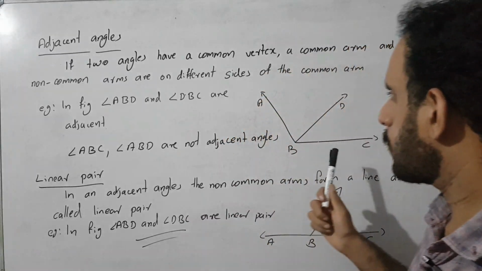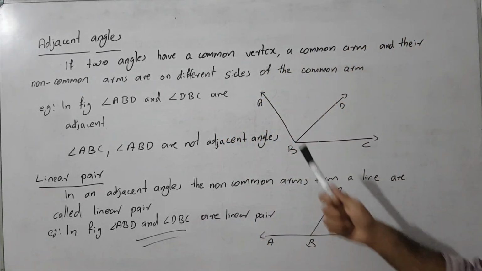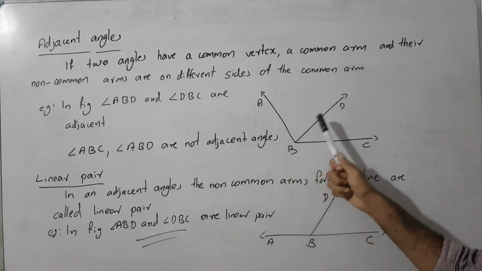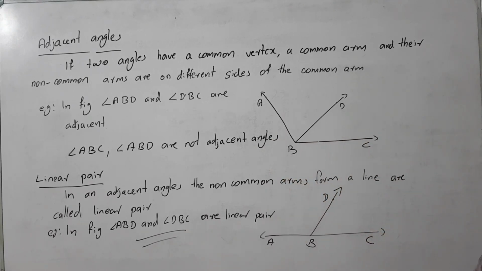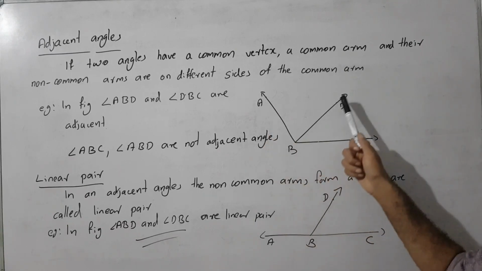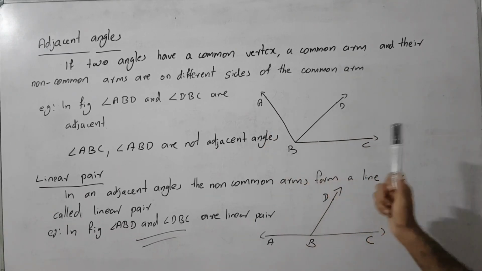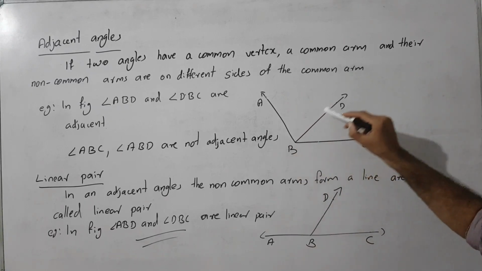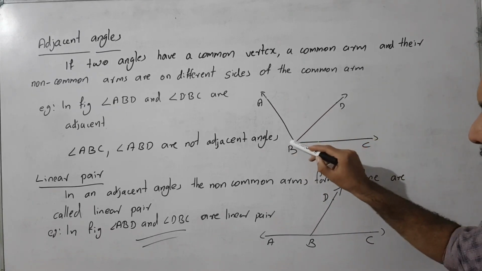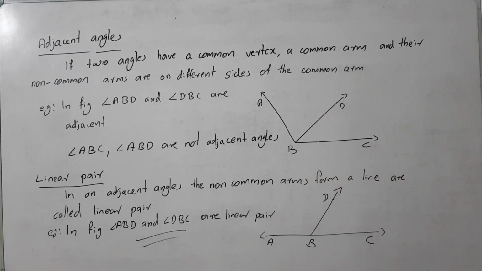Okay, for example, in this, first we consider the angle ABD and DBC. Okay, angle ABD and DBC are adjacent. Why? Because angle ABD and angle DBC, the arms of these two angles contain a common vertex, or the arms of these two angles originate from one vertex.